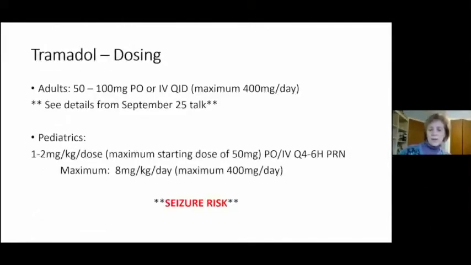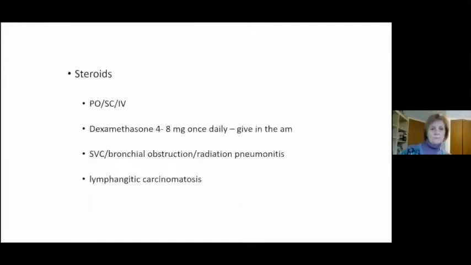And tramadol, again, you've seen this before, and the same caveats. There's a seizure risk, and we've given you the adult and the pediatric dosing, but again, reduce the dose to about half of what you would do for pain.